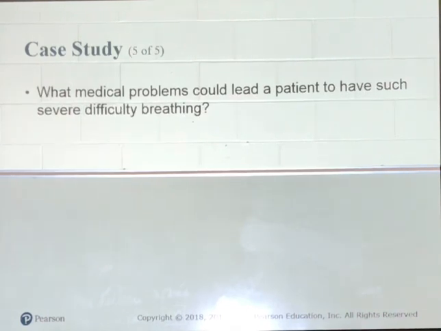So, what kind of medical problem could lead to a patient having such severe difficulty breathing? Chronic bronchitis. Okay. Asthma. Pneumonia. COPD, CHF. TB. Pulmonary embolism. Yep, pulmonary embolism, TB. The COVID. Lots of things, okay?